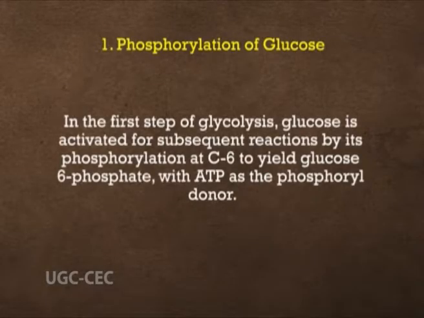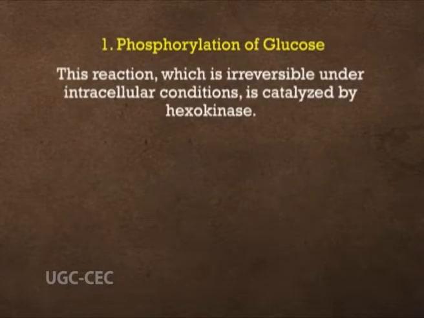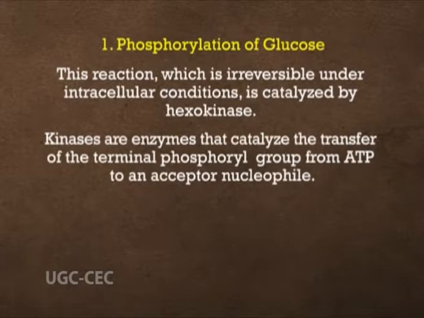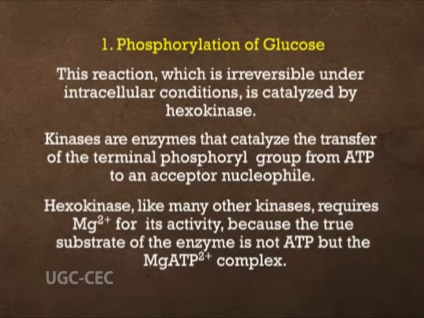In the first step of glycolysis, glucose is activated for subsequent reactions by its phosphorylation at C6 to yield glucose 6-phosphate with ATP as a phosphoryl donor. This reaction, which is irreversible under intracellular conditions, is catalyzed by hexokinase. Kinases are enzymes that catalyze the transfer of the terminal phosphoryl group from ATP to an acceptor nucleophile. Hexokinase, like many other kinases, requires magnesium ions for its activity because the true substrate of the enzyme is not ATP but the magnesium-ATP complex.